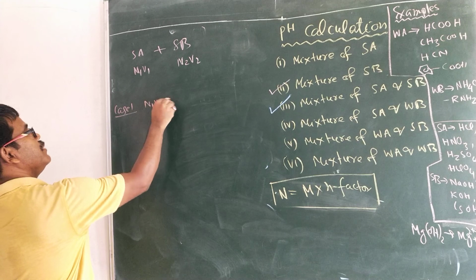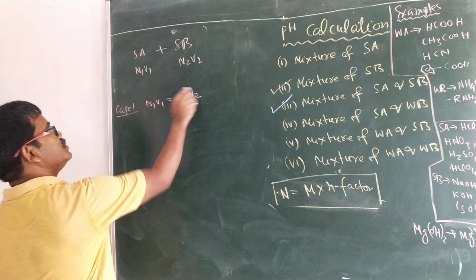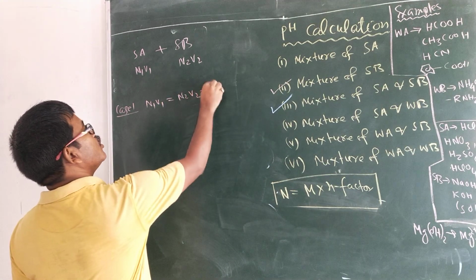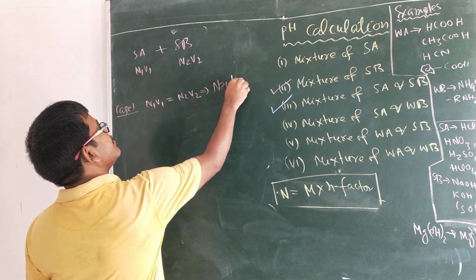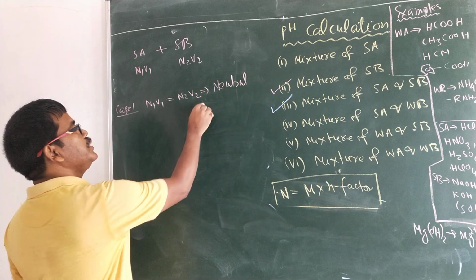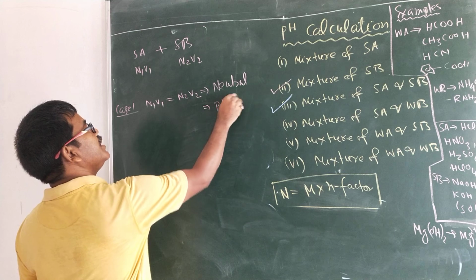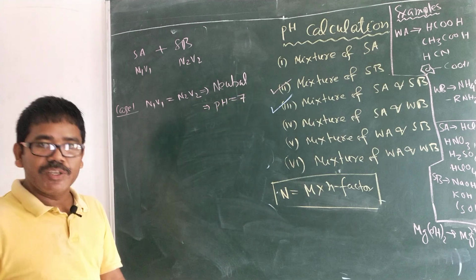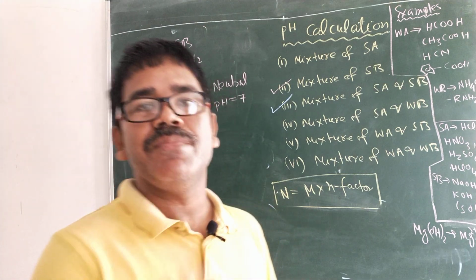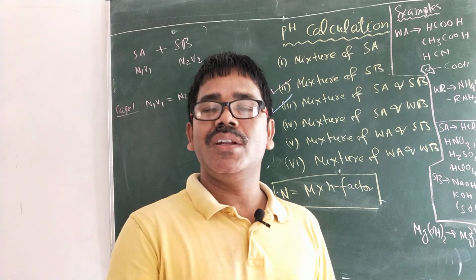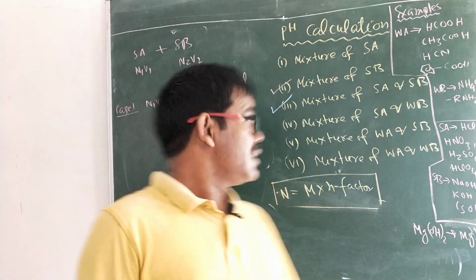N1 V1 may be equal to N2 V2. In that case, solution will be neutral. That means pH will be 7. If the milli equivalent of the strong acid and milli equivalent of the strong base are same, the resulting solution will be neutral. Neutral means pH 7.